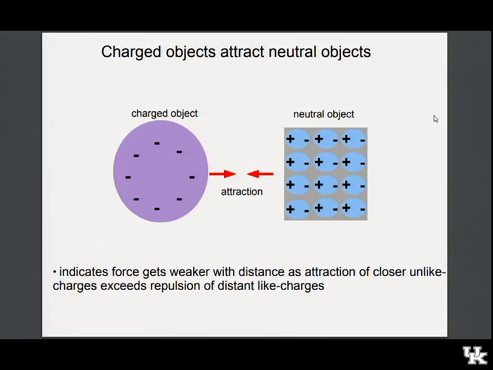It's because the charged object is attracting a neutral object that has inside it lots of charged bits and pieces, the electrons and protons. So charged objects can attract neutral objects. Let me try and demonstrate that.